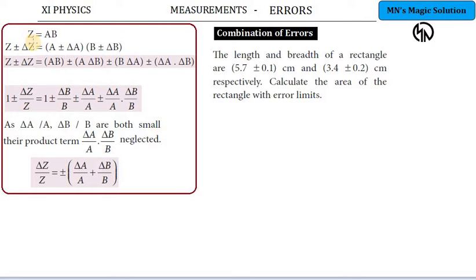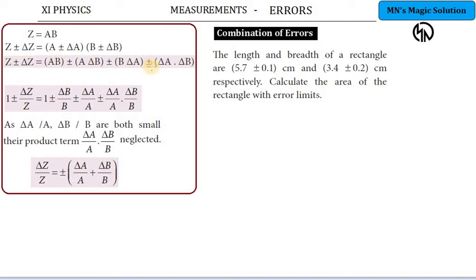So for Z, I mention the true value of Z plus or minus its absolute error, and we see what its product comes to. The product is term to term multiplication: A into B, again A into del B, similarly del A into B, del A into del B. That's what we have written here. The plus or minus signs are put in wherever required.